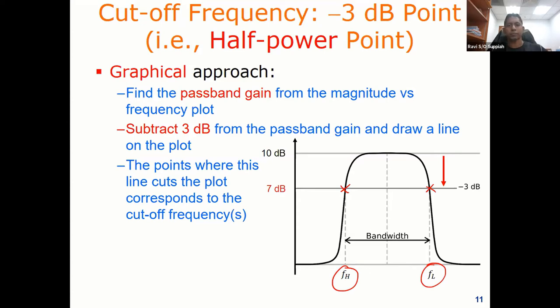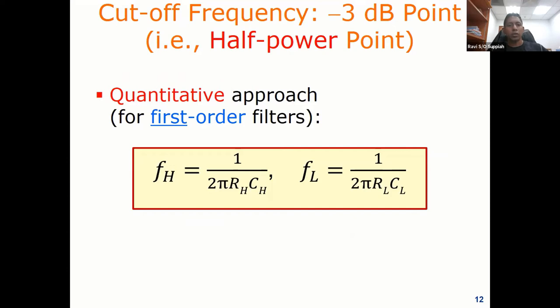In terms of calculating the cutoff frequency based on the RC values, it is the same formula whether it's high pass or low pass. The only thing is, in high pass, the configuration is capacitor first, followed by resistor. Here it is resistor first, followed by capacitor. So it's just the orientation that is different. Other than that, the formula is the same, 1 over 2 pi RC.